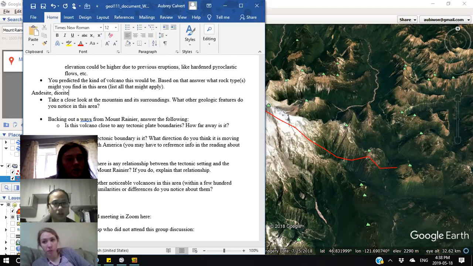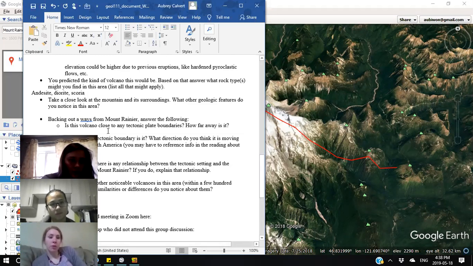Should we list pumice or scoria as possibilities? Yeah, because those are one of the most common kinds of rocks that would actually come out. Okay. We're almost done.